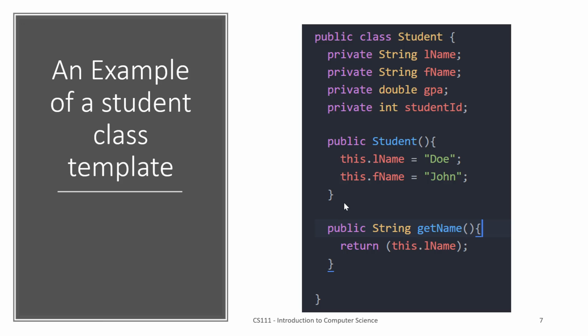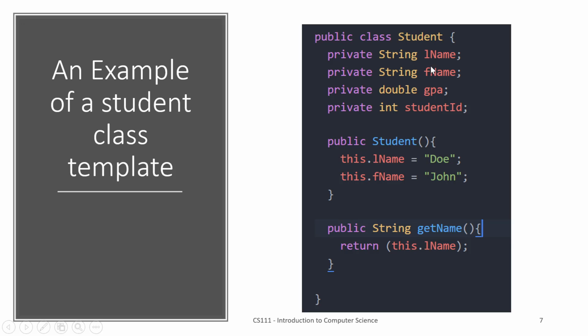Here's an example of a student class template. In this case, we have a student class with a number of attributes that are private. It's important for the class to hide its attributes from the users so that other users cannot change them without the permission of the class.